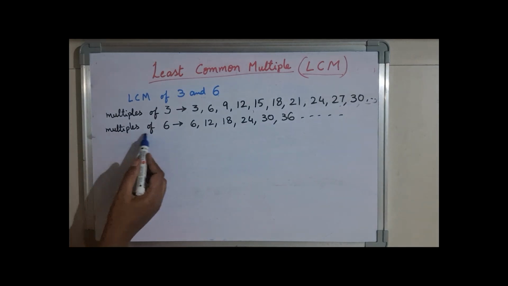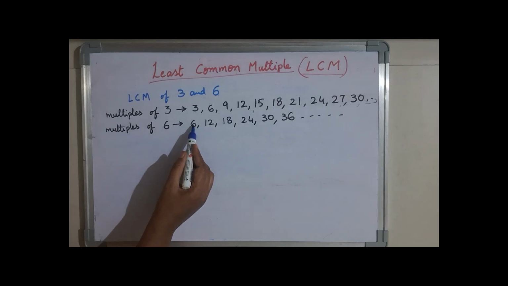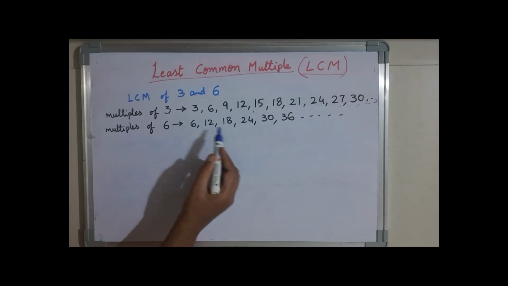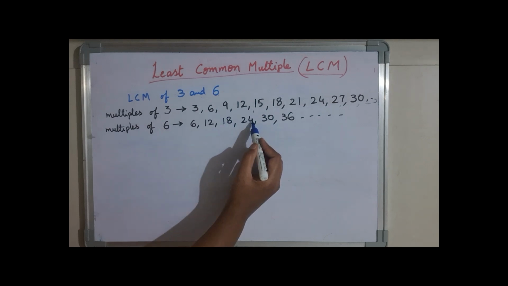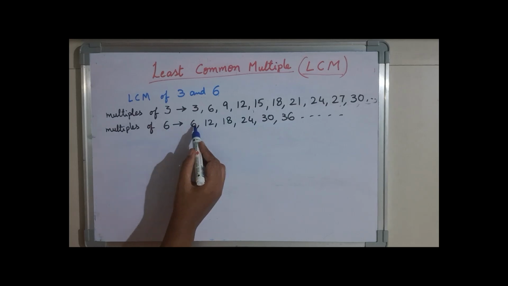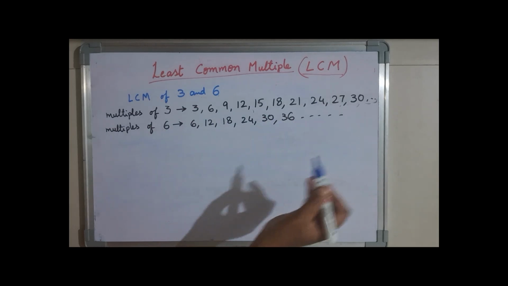And we have taken the multiples of 6 also. When 6 is multiplied by 1, we get 6. 6 multiplied by 2, we get 12. 6 multiplied by 3, we get 18. And 6 multiplied by 4, we get 24, and so on. The multiples of 6 are 6, 12, 18, 24, 30, 36, and so on.